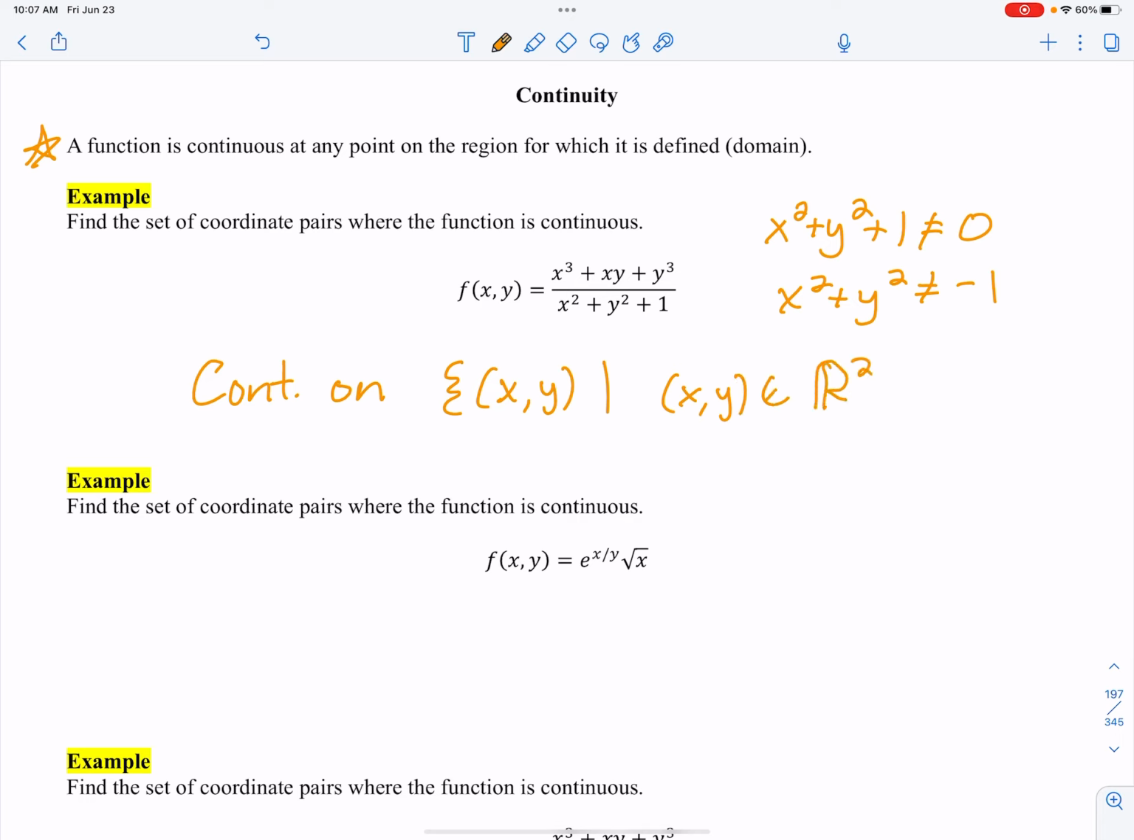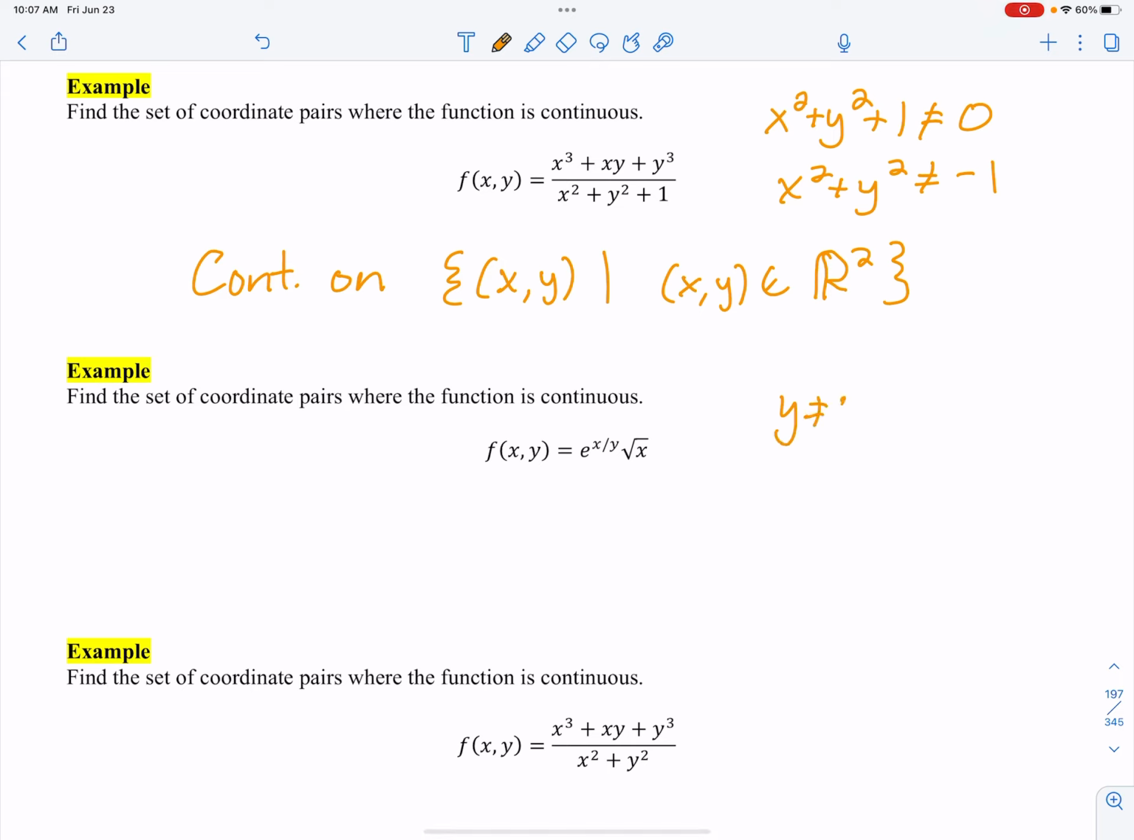All right, if we look at this next one, we have a couple trouble spots. We have x over y. That tells me that y can't equal 0. I also have the square root of x, which tells me that x has to be non-negative. It can be 0 or it can be positive. So this is continuous on all xy's such that we just have to follow those rules.